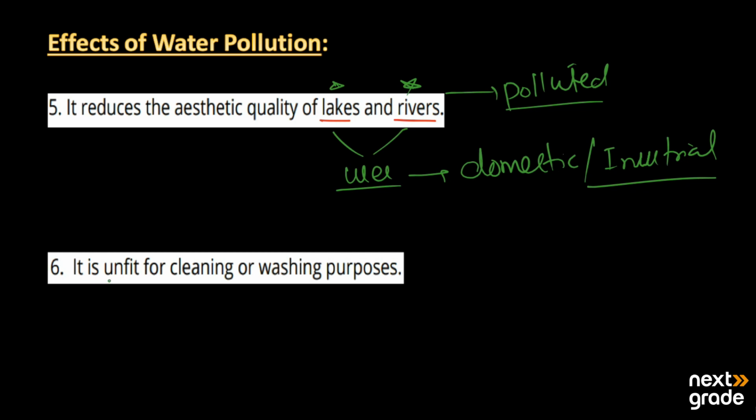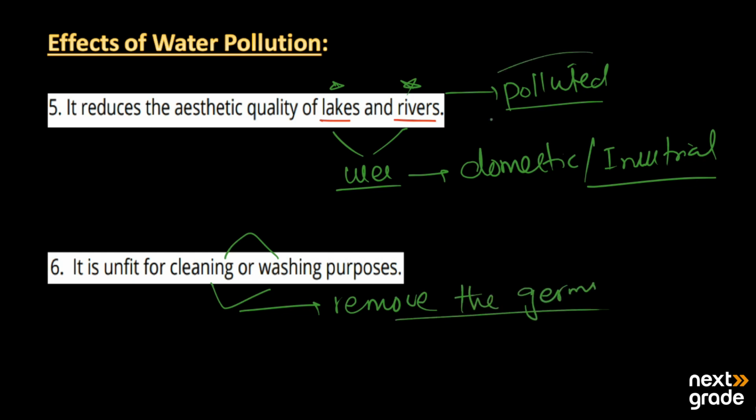And the sixth one is that it is unfit for cleaning and washing purposes, because the purpose of cleaning and washing is to remove different chemicals and germs. But when we use water that is already polluted, it may add more germs rather than remove them from the substances. So water has a very bad effect on living organisms when it is in polluted form.